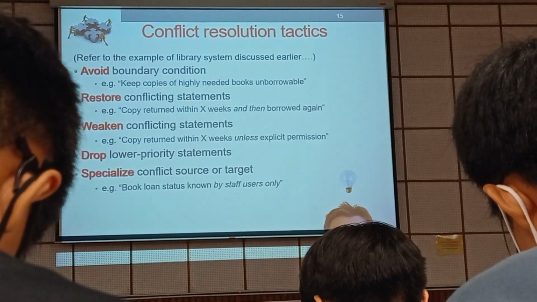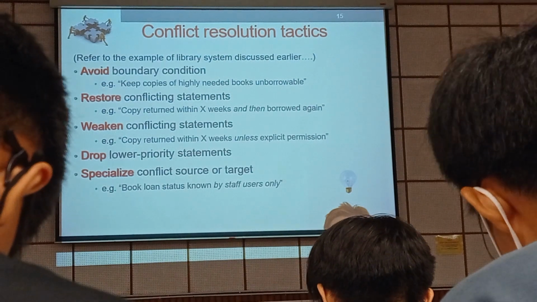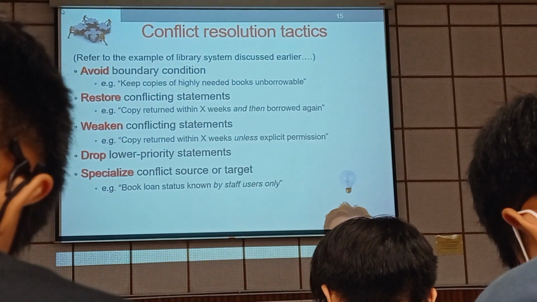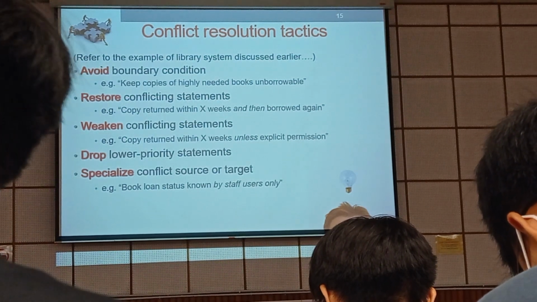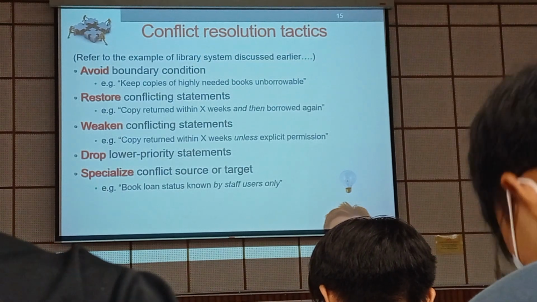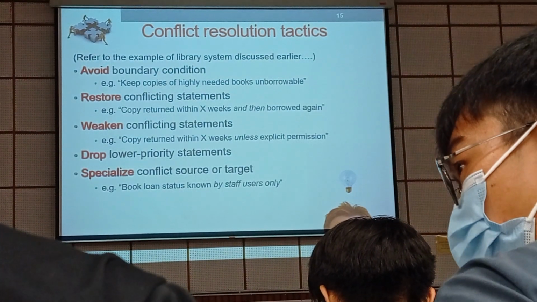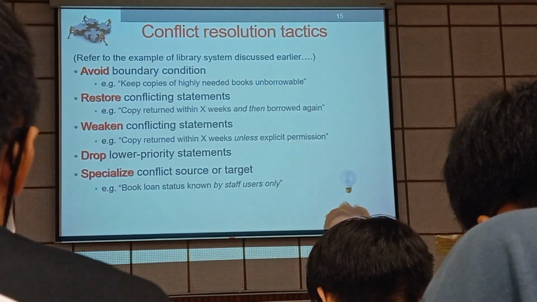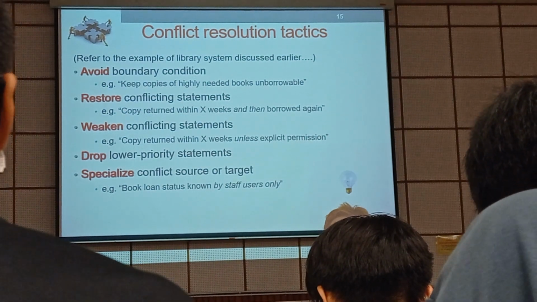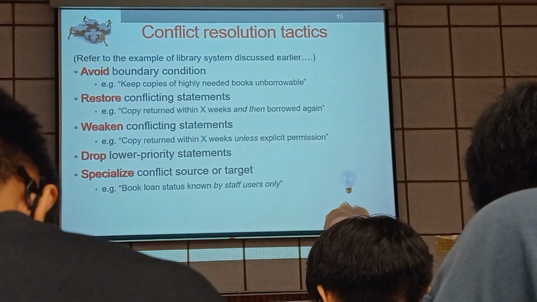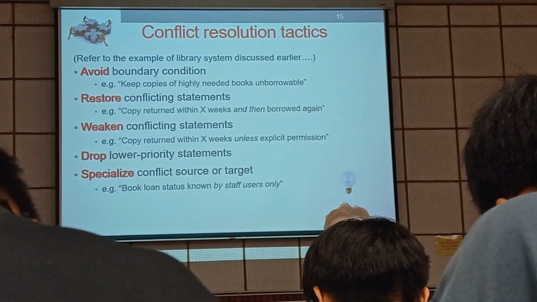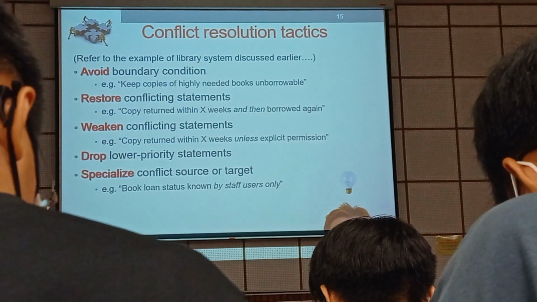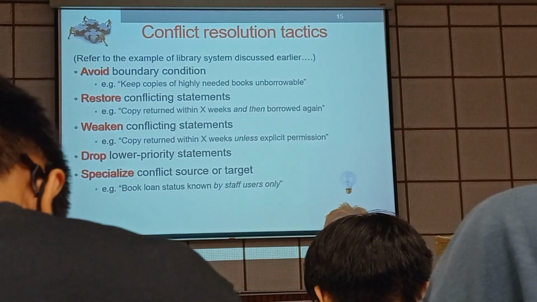So now, the first resolution says avoid the boundary. You know what avoid the boundary is? Try to avoid the conflicting part. Which part is conflicting, class? How long you keep the book, correct or not? So avoid that part. How to avoid that part? I come up with one example of resolution to make you understand. How to avoid the two conflicting requirements?